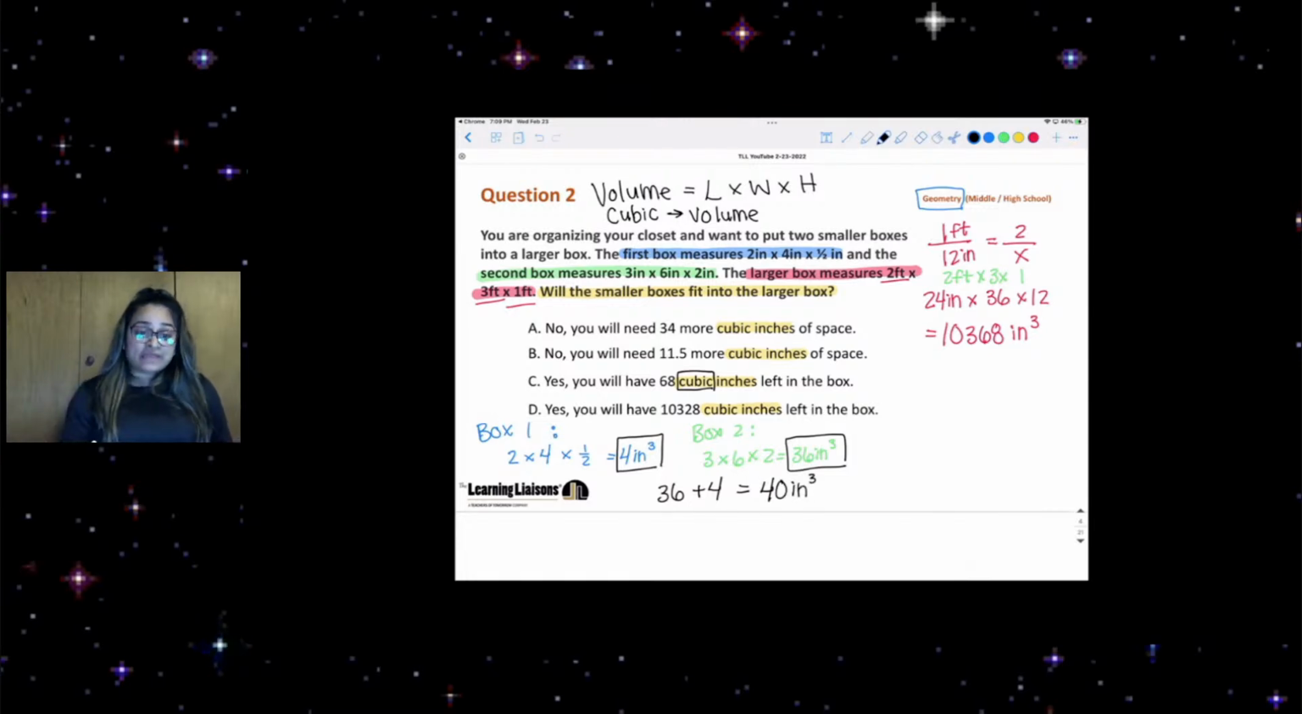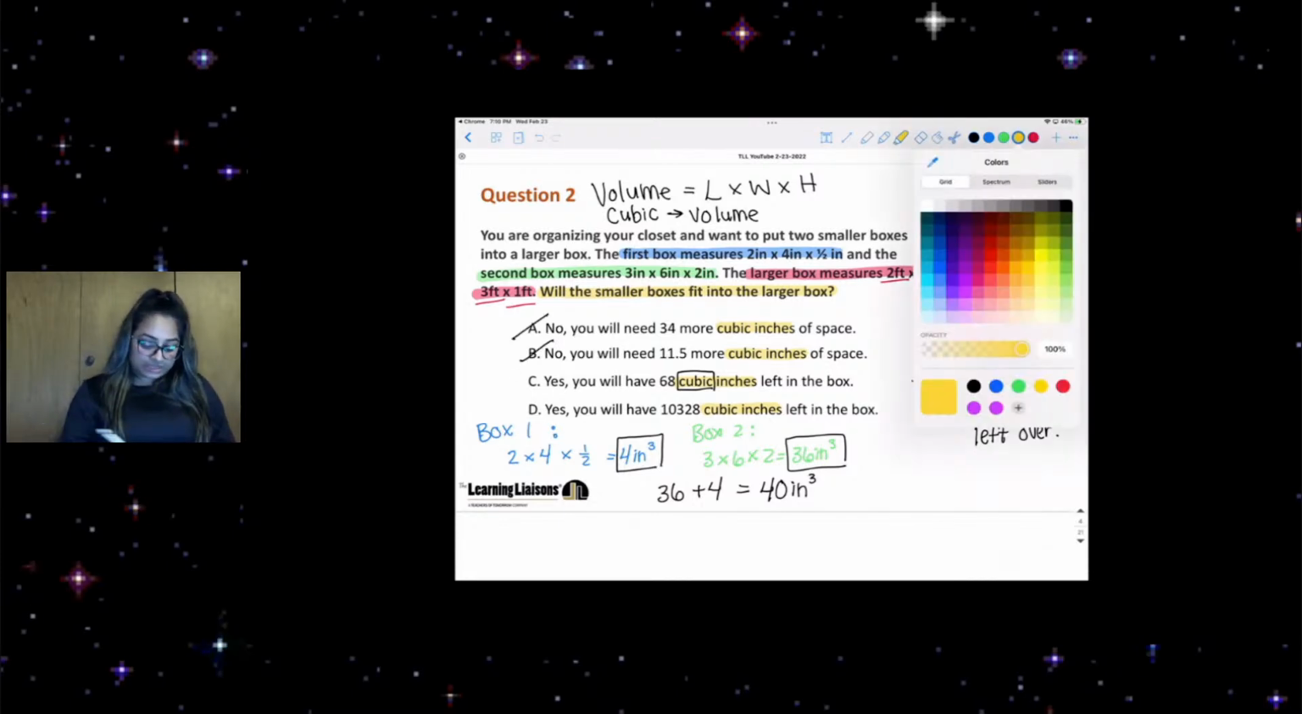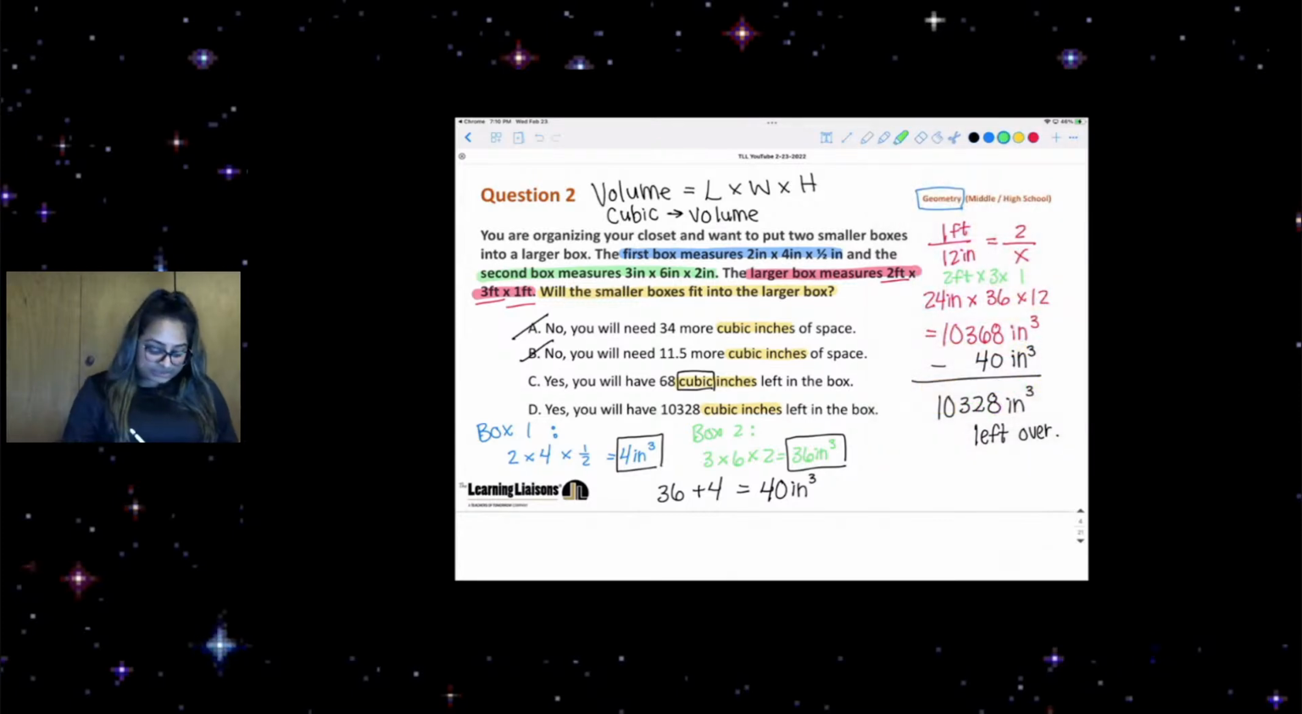When I now subtract that, because that's how much space they're taking up in the big box, when I subtract that from the big box, I get what? 10,328 inches cubed, or cubic inches left over. So I know that I have space left over, and our answer that we like here is going to be D. Winner, winner, chicken dinner. Yes, and you have 10,328 cubic inches left over in the box.